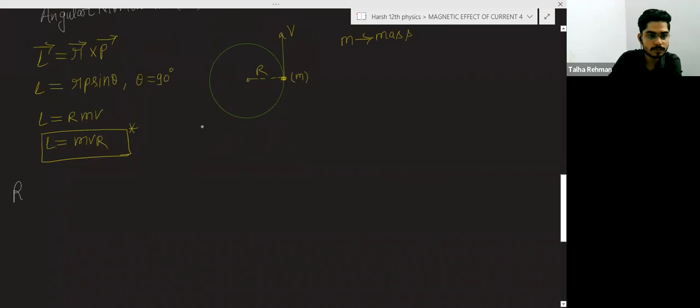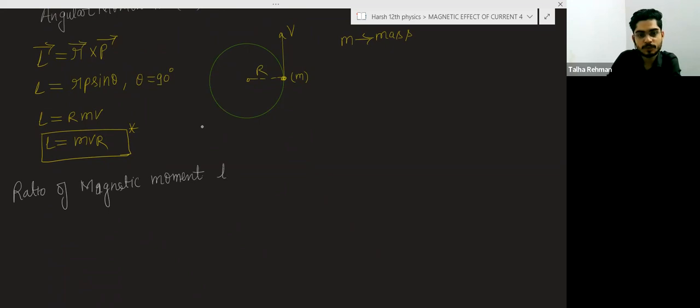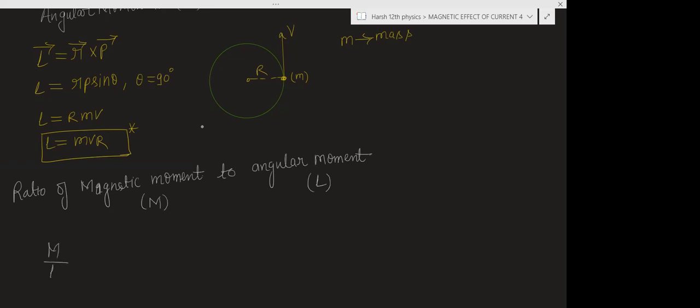So, ratio of magnetic moment to angular momentum. Magnetic moment is represented by M, and angular momentum is represented by L. So we have to find M divided by L for the electron.